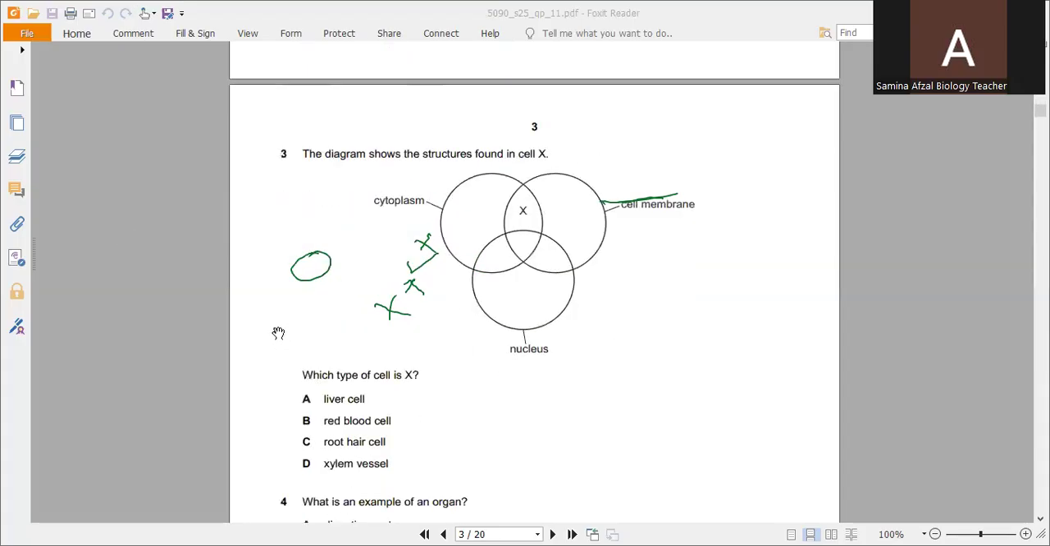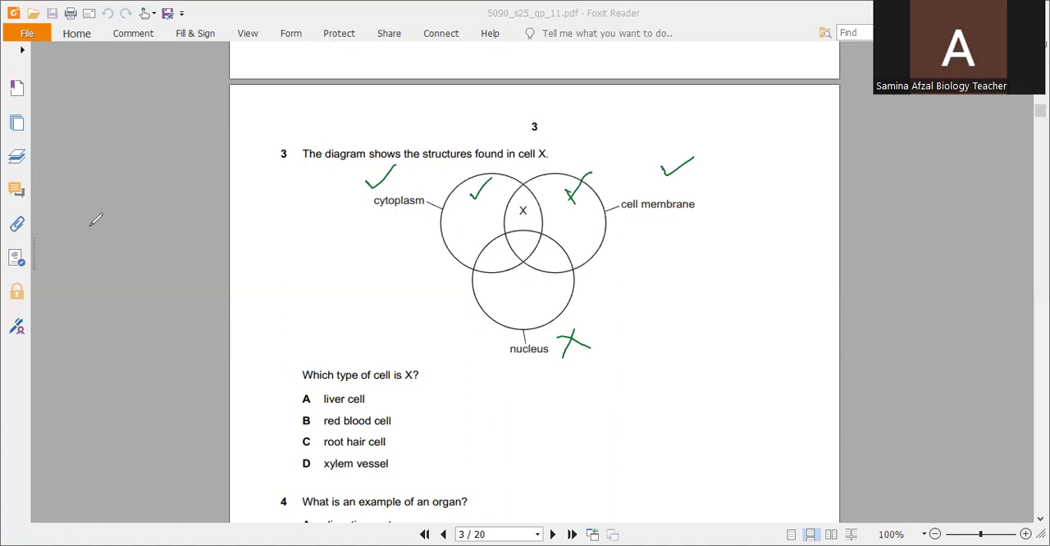Now question number 3. There is a diagram. The diagram shows the structure found in cell X. Cell X is present over here, and this circle and this circle are overlapping each other. So it means cell membrane and cytoplasm are there, but there is no nucleus.